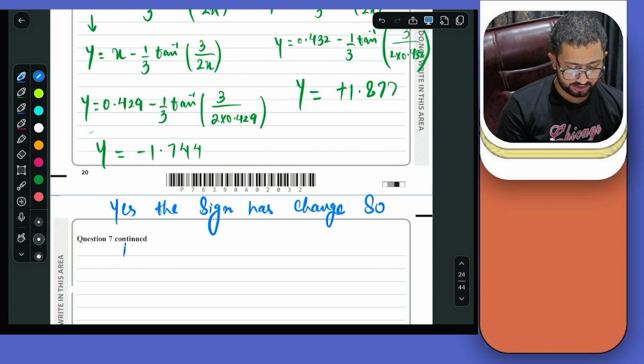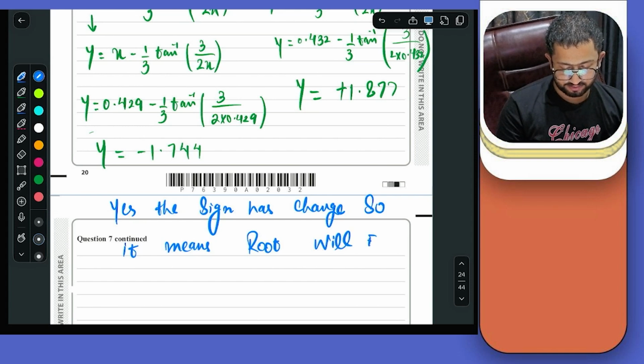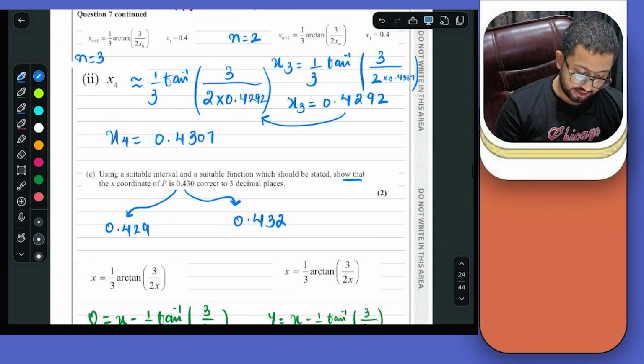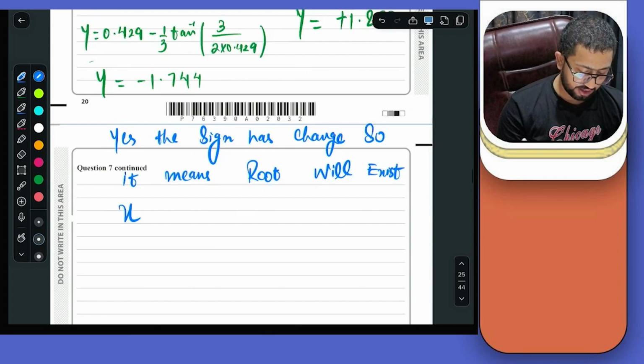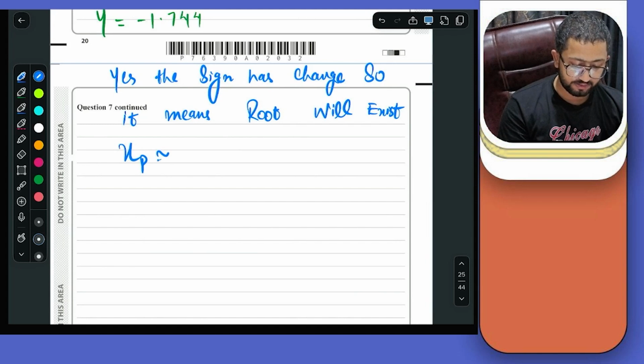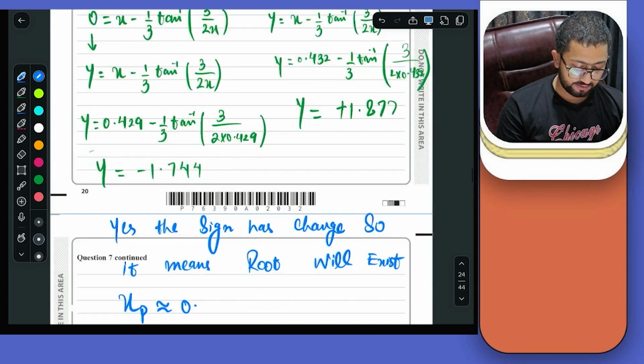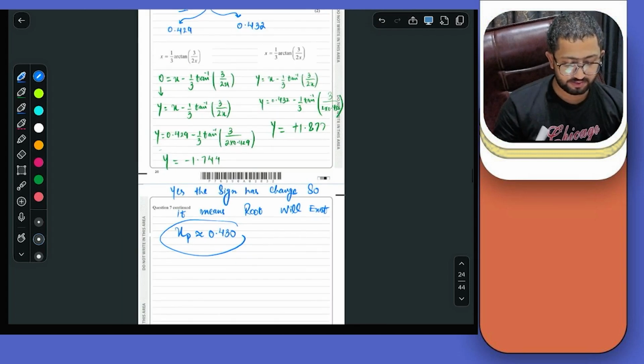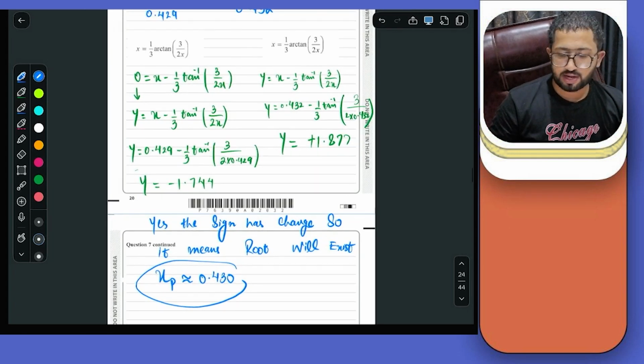So it means a root will exist. So yes, x is the coordinate of the P point, which is 0.430. Simple, straightforward. I don't think there is an issue.